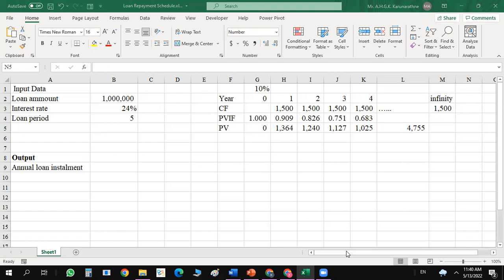Perpetuity, very good. You must know how to get the present value of a perpetuity. That is simply one cash flow divided by R. Accordingly, at 10%, this should be 15,000.